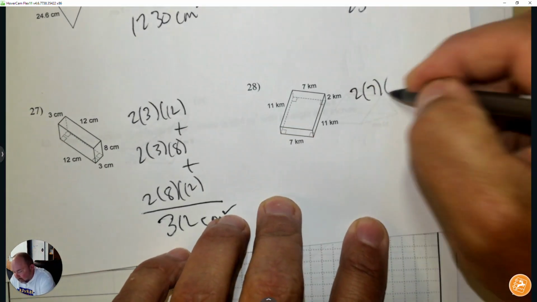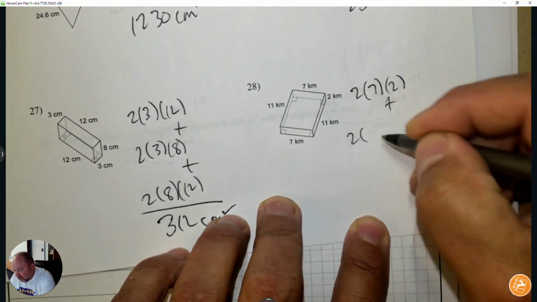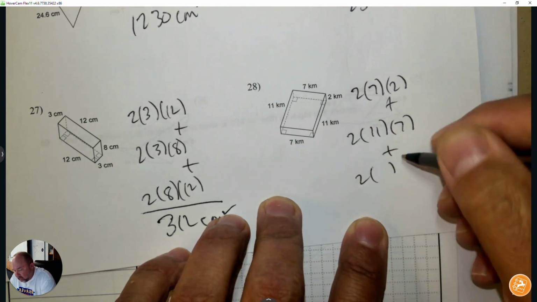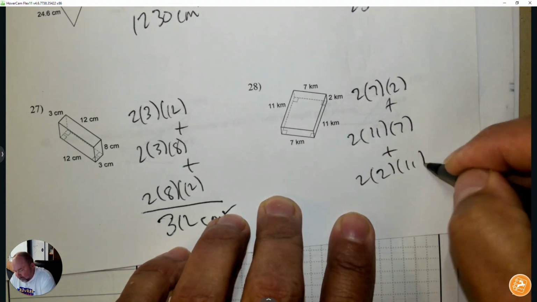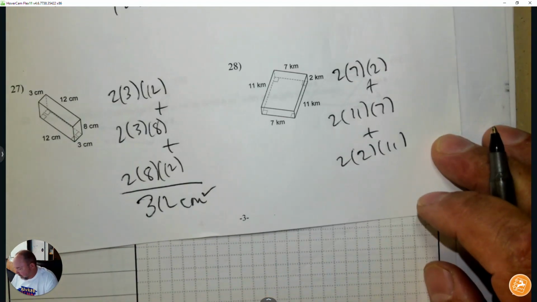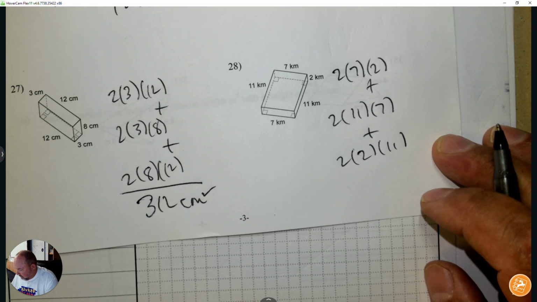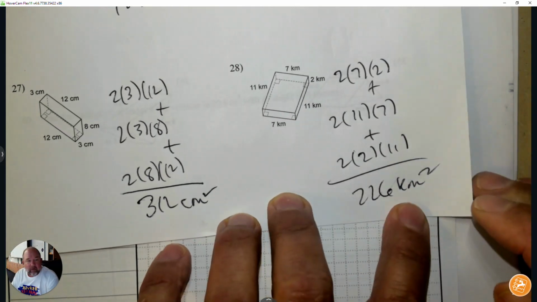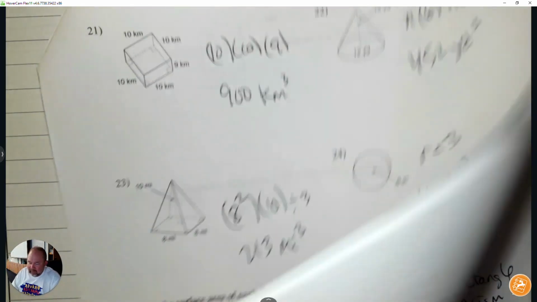Again, 2 and then 1 rectangle plus 2 and another rectangle. In order doesn't matter. And then 2 and the last one. So 2 for each rectangle and then add it all up. That's 226. And again, that's kilometers squared. Turn the page.